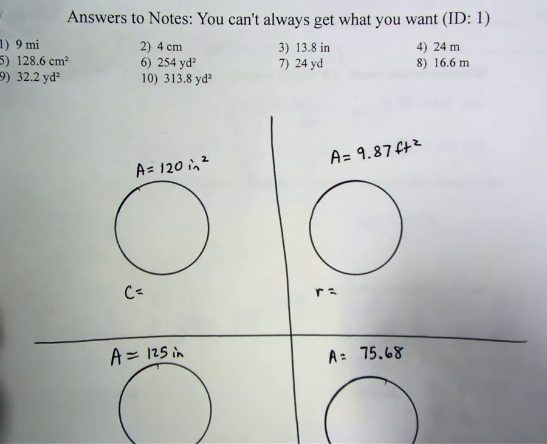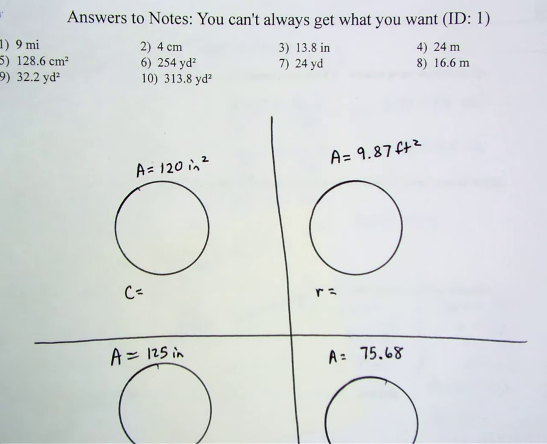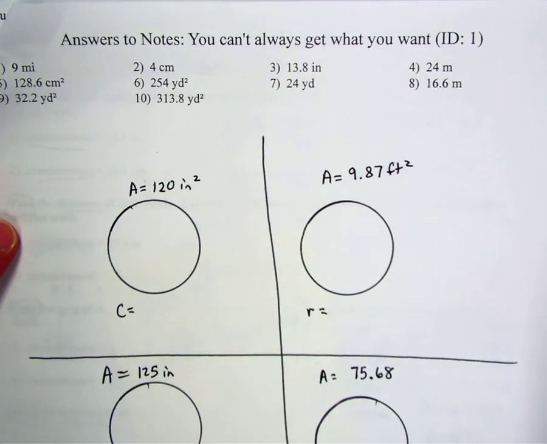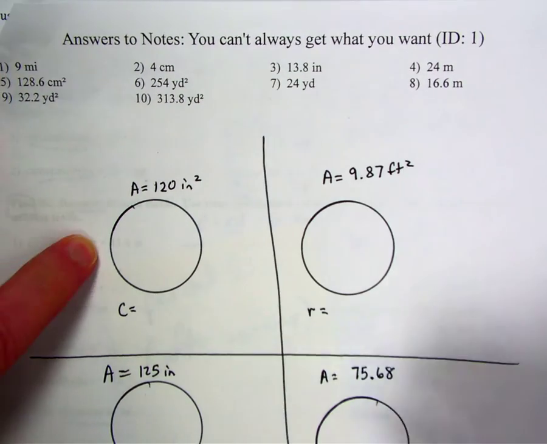After you do that first round of notes, you may be wondering, why is this called you can't always get what you want? For some of you, you think you can, but you can't. There's a famous song. You can look that up and see who sang it.